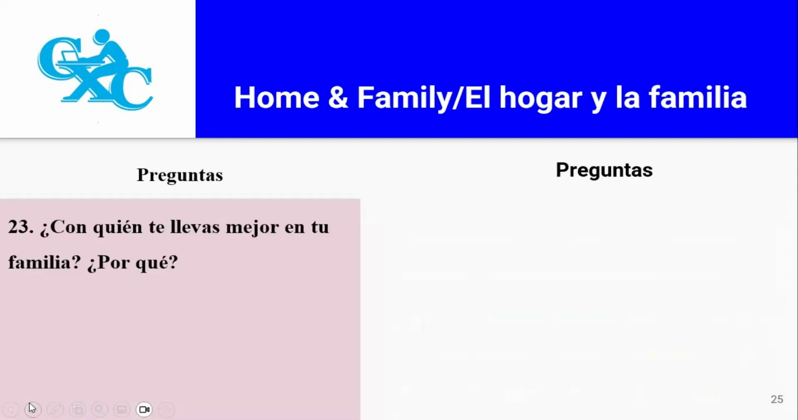¿Con quién te llevas mejor en tu familia? ¿Por qué? All right. Of course, this question is asking who you get along well with in your family and why. Okay, so now let's look at some possible responses. But you can also type yours in the chat. We welcome your responses and we will respond, of course.